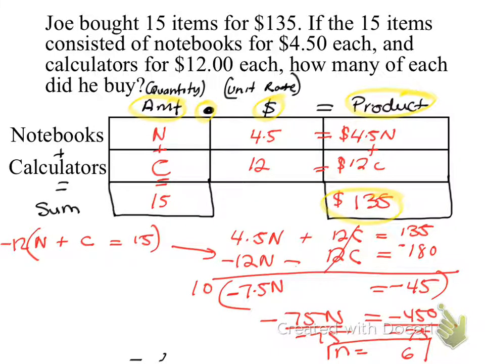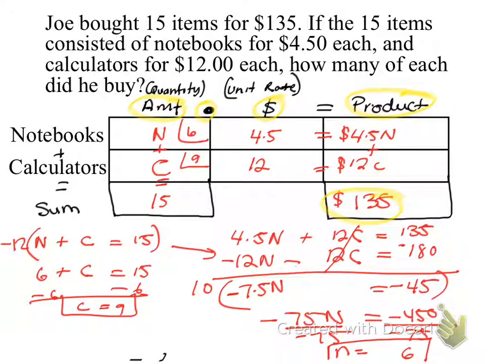Okay? So I come back to my box and I'm going to say that it's 6. And then I can go back to either original equation. 6 plus c equals 15. Subtract 6, subtract 6. C equals 9. So I bought 9 calculators and 6 notebooks. Questions? All right, let's keep going.